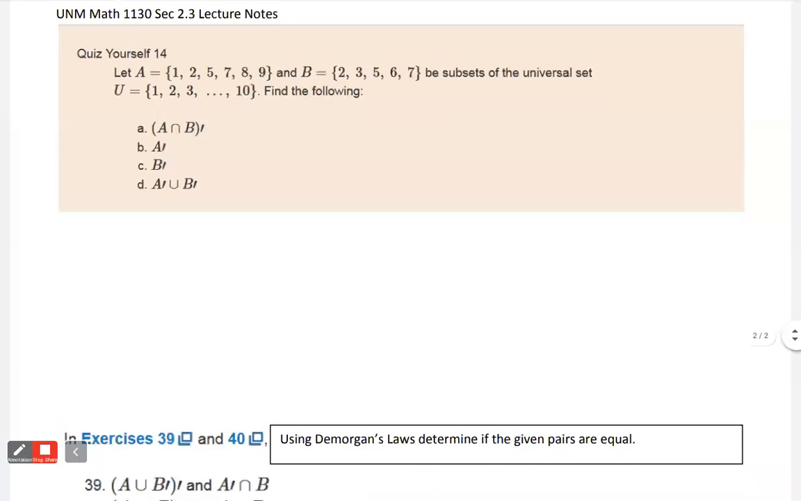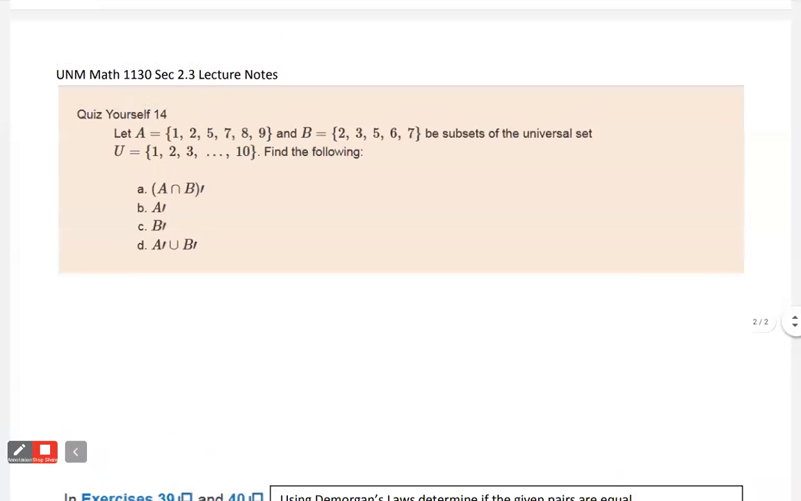Quiz Yourself 14 reads, let A be the set 1, 2, 5, 7, 8, 9, and let B be the set 2, 3, 5, 6, 7. Let A and B be subsets of the universal set such that U is 1, 2, 3, 4, 5, 6, 7, 8, 9, 10. Find the following.